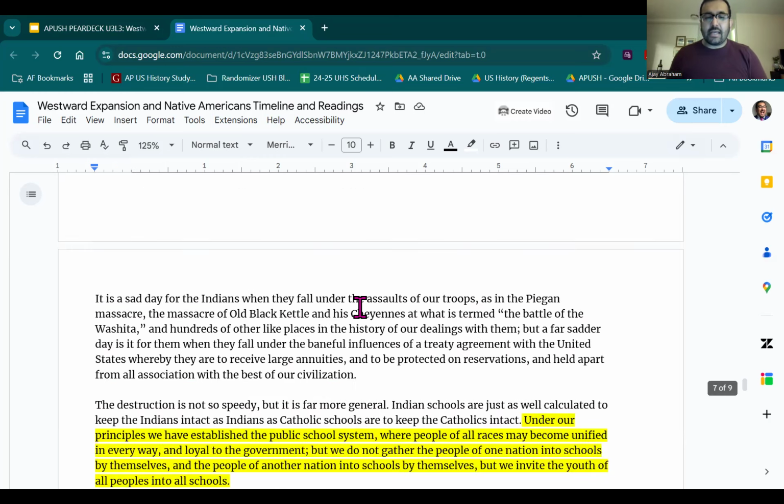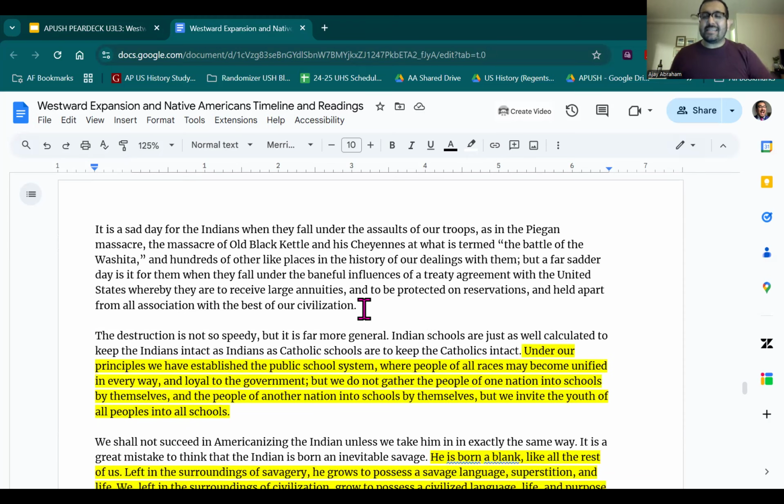Okay? What he is saying is stop trying to go to war with the Native Americans. It's not working. Stop having these massacres. Stop having these battles. And let's instead make them American. "Under our principles, we have established the public school system where people of all races may be unified in every way and loyal to the government.